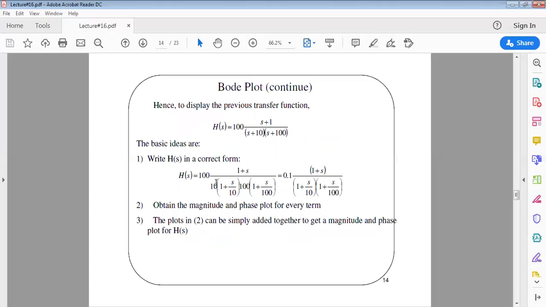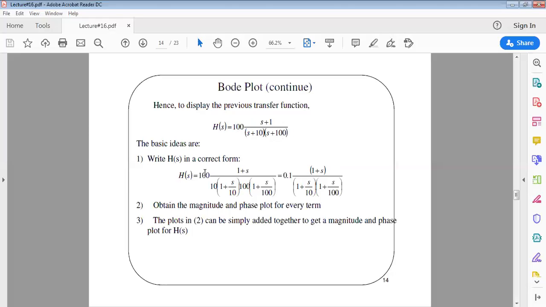Once you have understood that these are the available plots for the different components of the transfer function, how do we obtain the actual plot for the transfer function? Let's have a look at this transfer function. We have H(s) equals 100 times (s plus 1) divided by (s plus 10) times (s plus 100).